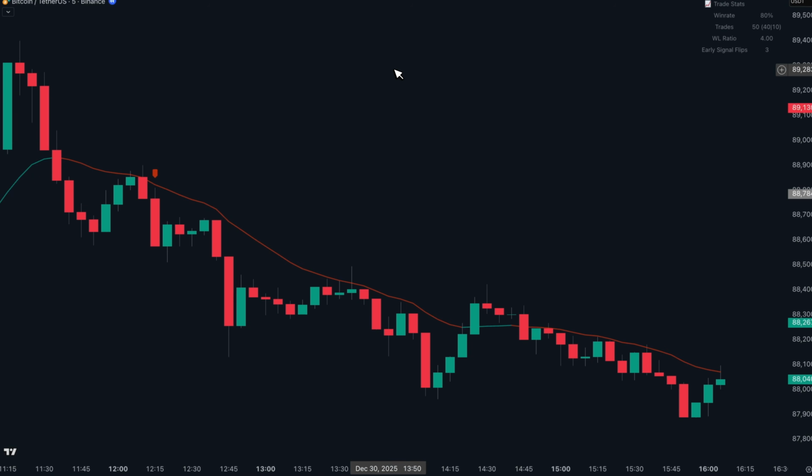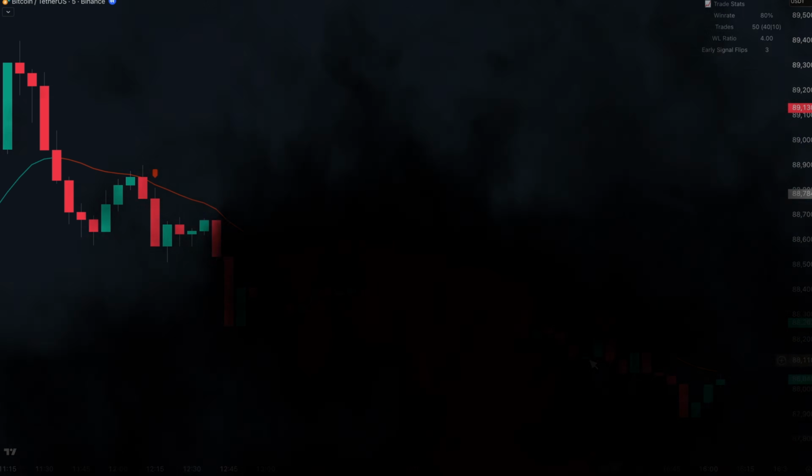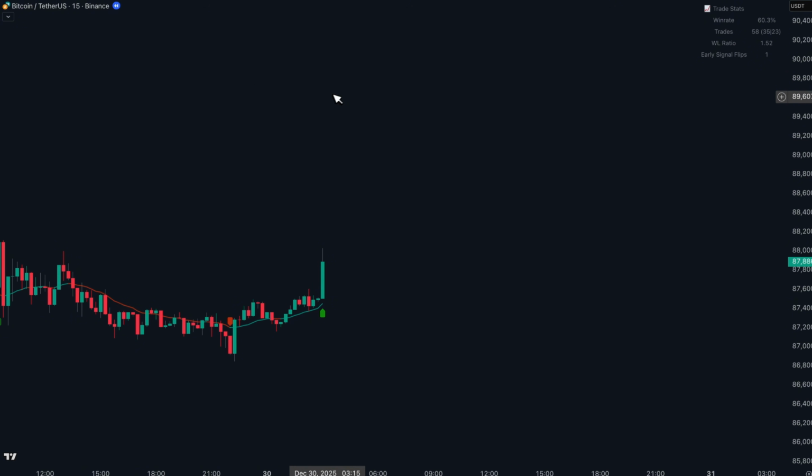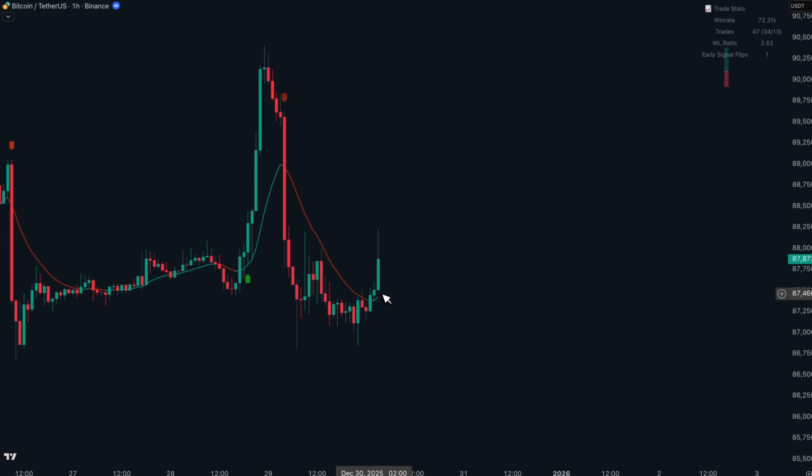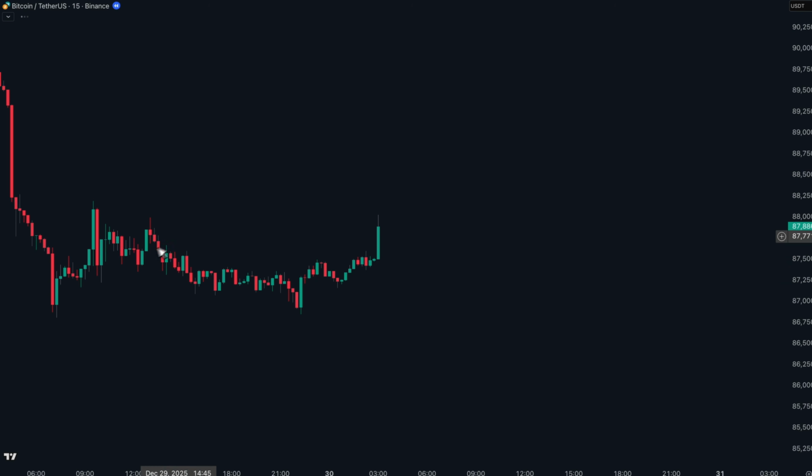Here's an advanced insight. Watch how the kernel line behaves. In strong trends, the kernel stays one color for extended periods. Take every signal in these conditions. Use Lorentzian on multiple time frames for better accuracy. A 15-minute buy signal while the 1-hour kernel is green, that's confluence. That dramatically improves win rates. The higher time frame confirms the lower time frame trade.